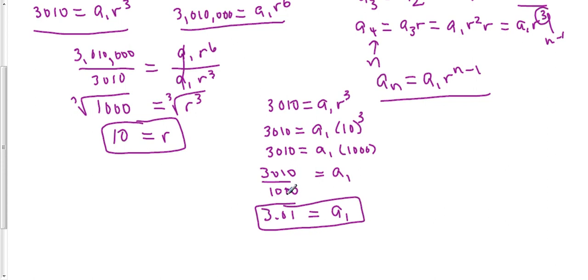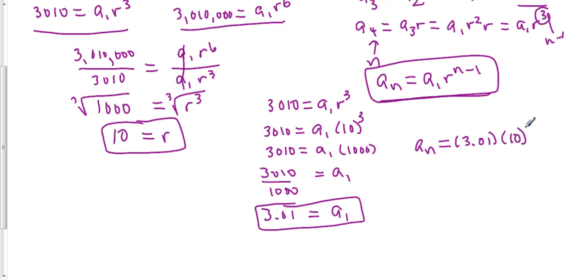So we're almost there. The last step is to find an explicit equation or an explicit rule for the sequence. I'm going to start with this equation up here because I've already done most of the work, and I'm just going to substitute in for A1 and r. So I can say that an is going to be equal to A1, which is 3.01, times r, which is 10, to the n minus 1. And there we go.